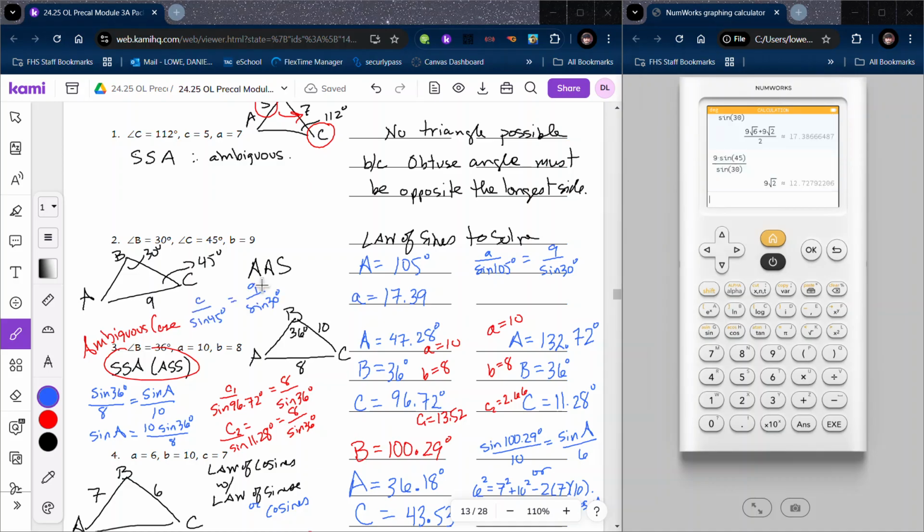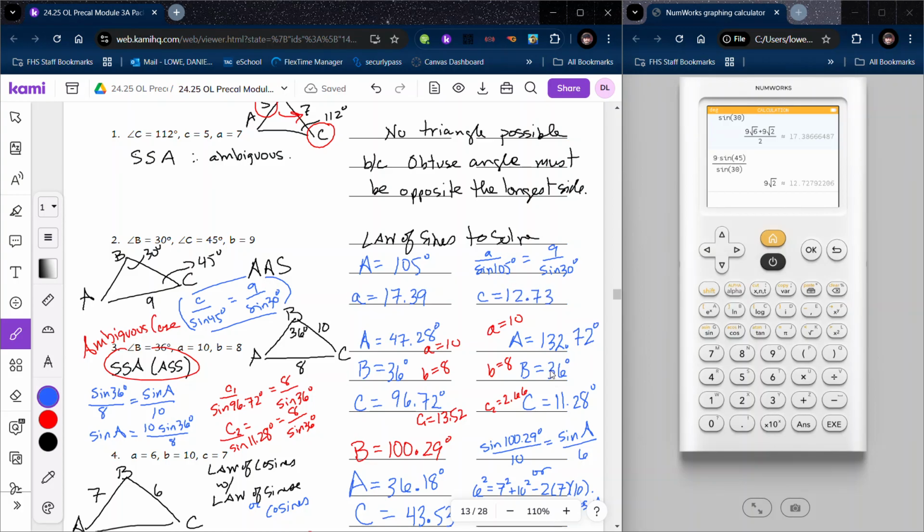Okay, so for side C, you would set up the law of sines once again. All right, use your calculator. So 9 times the sine of 45 divided by sine of 30, and we get that side C is approximately equal to 12.73 as our side length. So once again, be careful with your work.